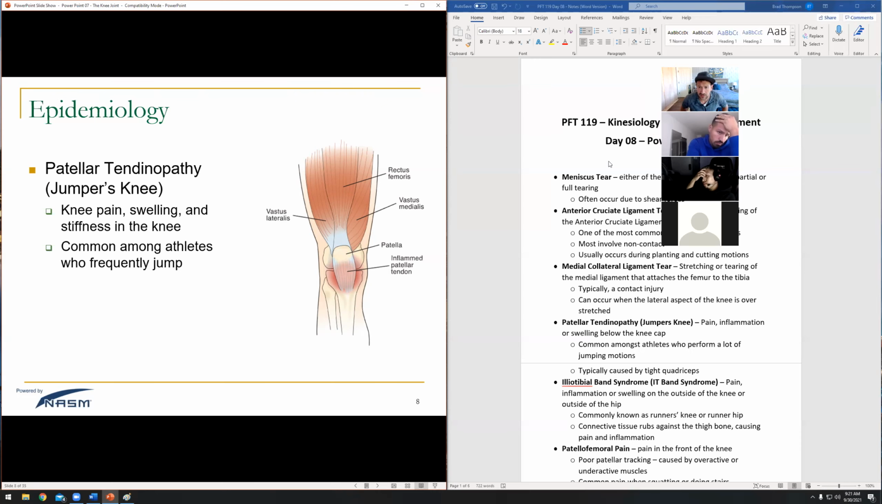That's your jumper's knee. And luckily, it's honestly really easy to fix. This is an injury that I find, in my opinion, is the only tendonitis that is actually somewhat easy to fix. It's just tight quads. So just stretch your quads out. I don't actually spend that much time stretching my clients' quads.